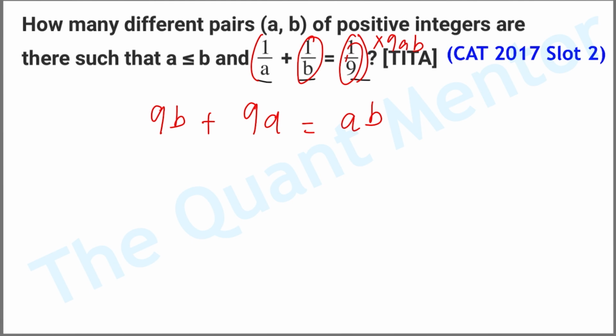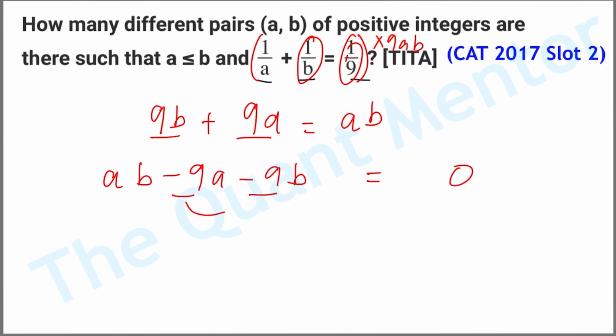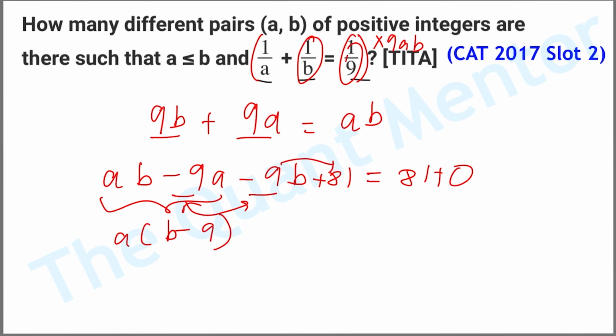Now take both the terms on the left hand side to the right, and you will simply get ab minus 9a minus 9b is equal to 0. The next step: minus 9 into minus 9 would be plus 81, so we just add 81 to both sides of the equation. Between the first two terms, we can simply take an a common, so we get a(b minus 9). And between the other two terms, I can take minus 9 common, it will be minus 9(b minus 9) is equal to 81 plus 0, which is 81.